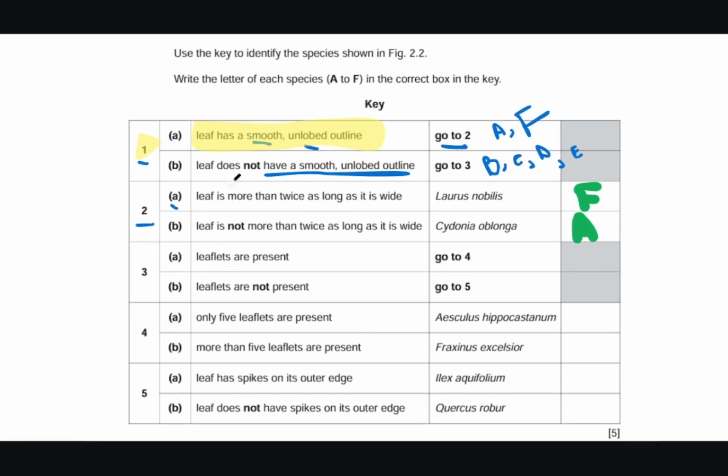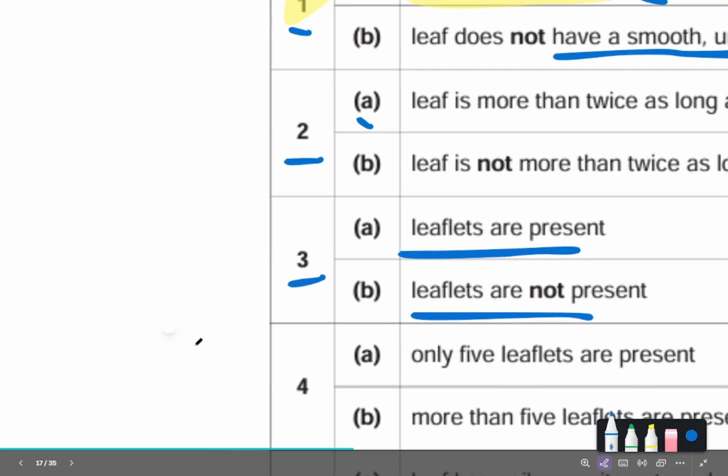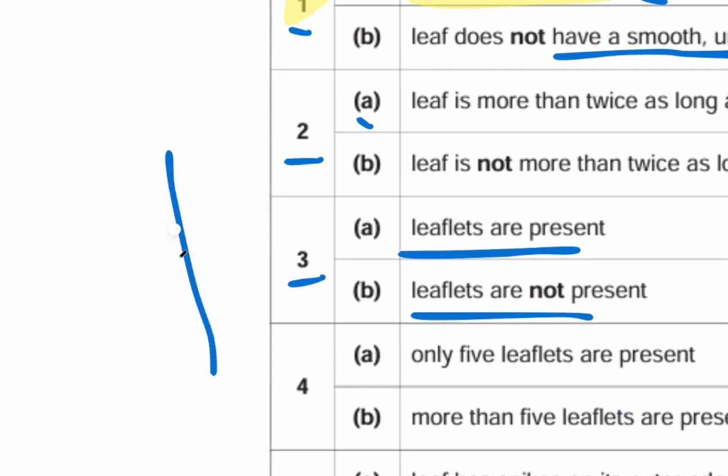And now it says that if they do not have a smooth unlobed outline, then I'm going to go to key number 3. So when I go to key number 3, it says that leaflets are present, and 3b says that leaflets are not present. Now, what exactly are leaflets? Well, let me just give you an example.